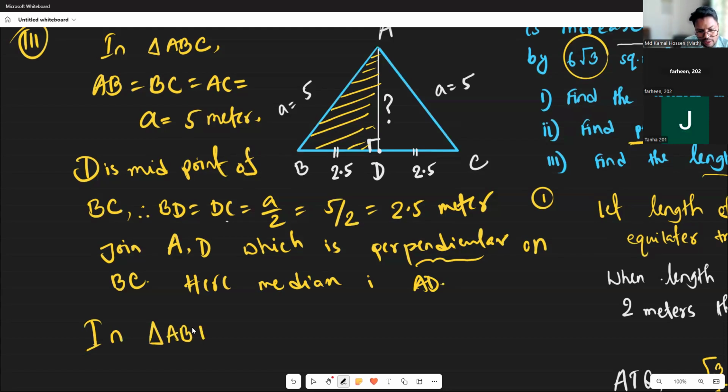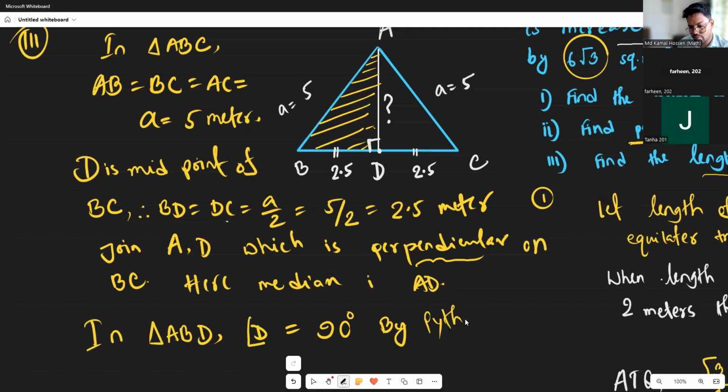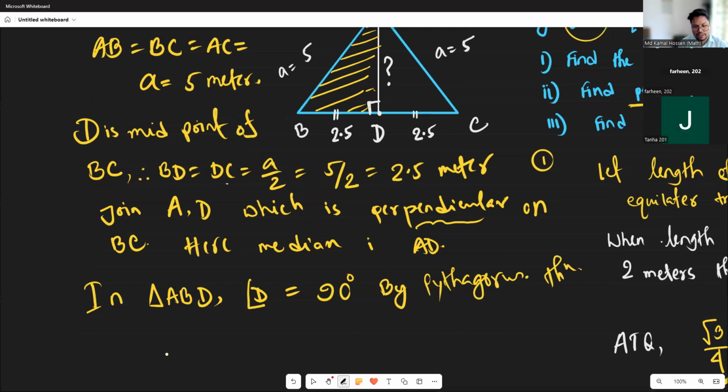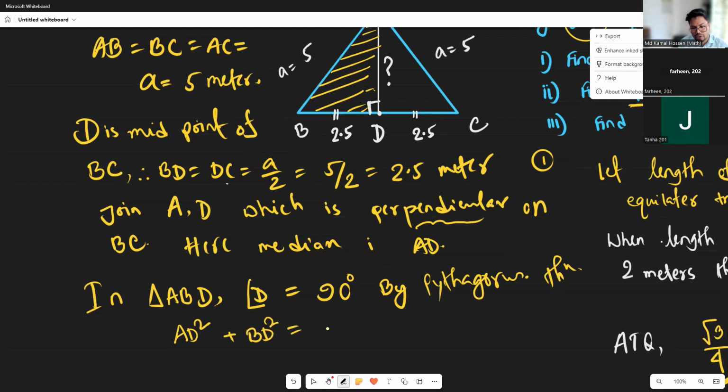Now in triangle ABD, angle D is a right angle. So by Pythagoras theorem, or Pythagorean theorem, AD square plus BD square, that is, perpendicular square plus base square equals hypotenuse square. Okay. Now we have to calculate by using the given values here.